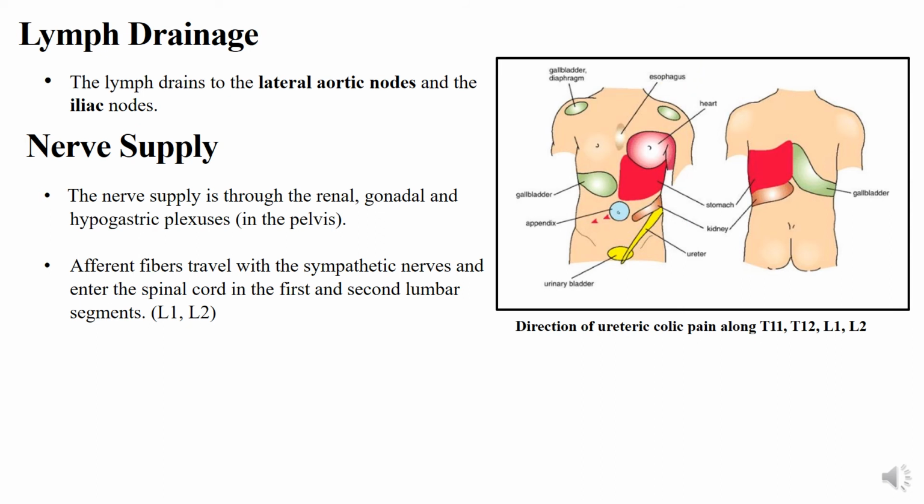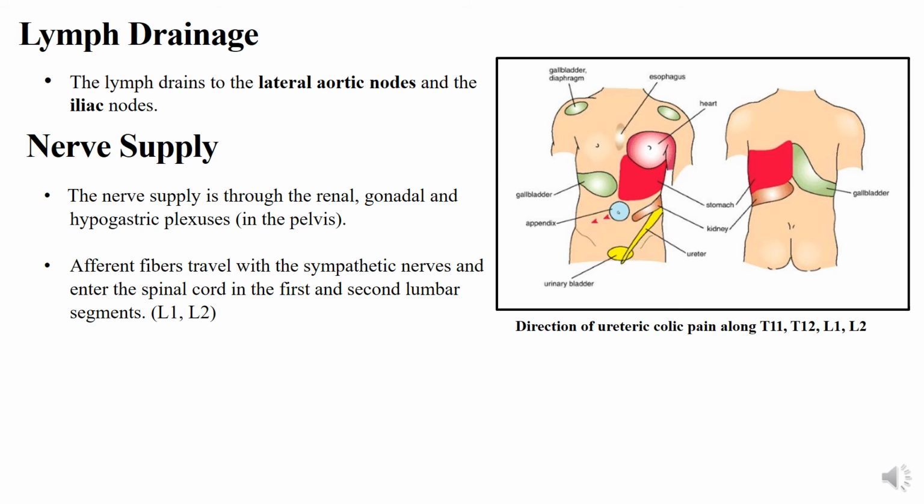If we look into the lymphatic drainage of the ureters, we will find that the lymph drains into the lateral aortic nodes, especially from the superior part of the ureter, and into the iliac nodes, and these are coming from the middle part and the inferior part of the ureters.